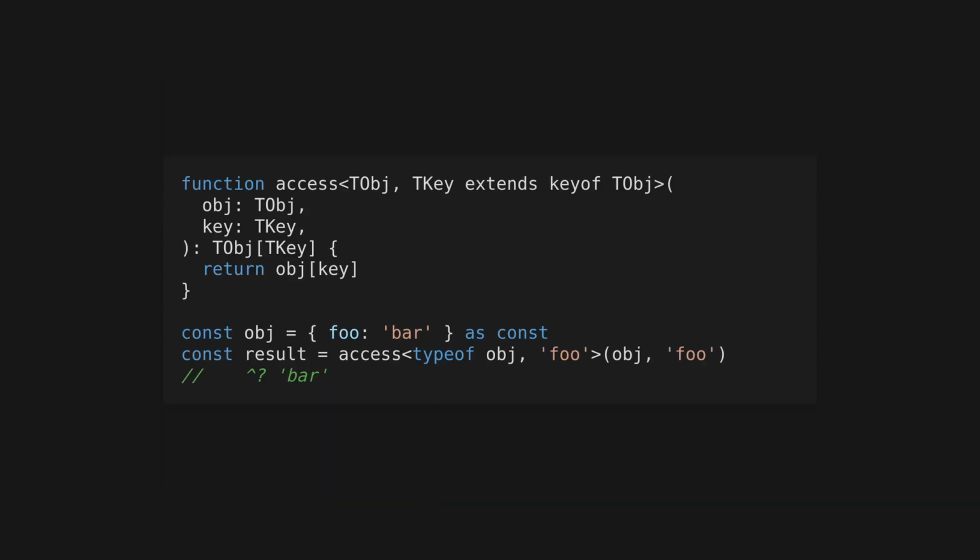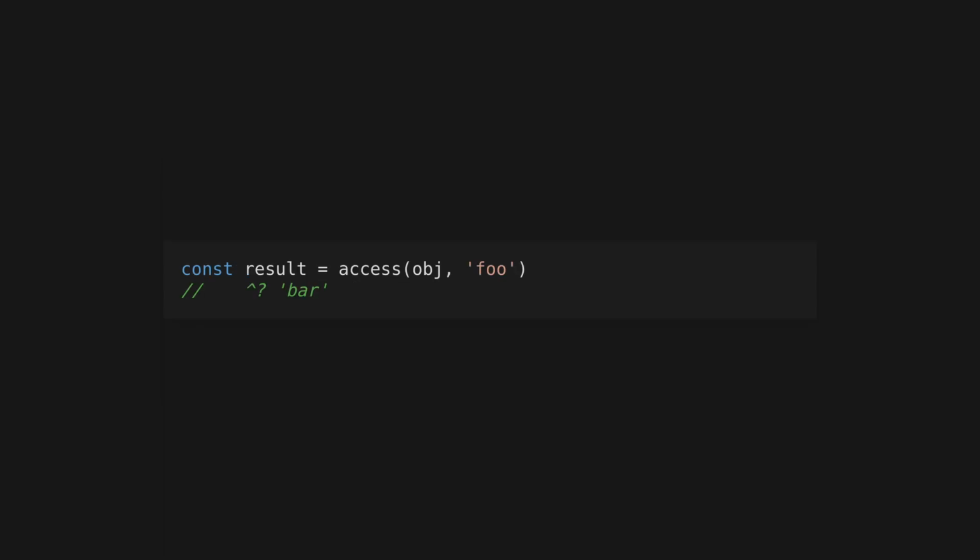Create a generic function by specifying the type parameters before the function parameters. Type parameters may then be used as function parameter types or as the function return type. When calling a generic function, TypeScript will do its best to infer the type arguments, so you may not always need to specify them.